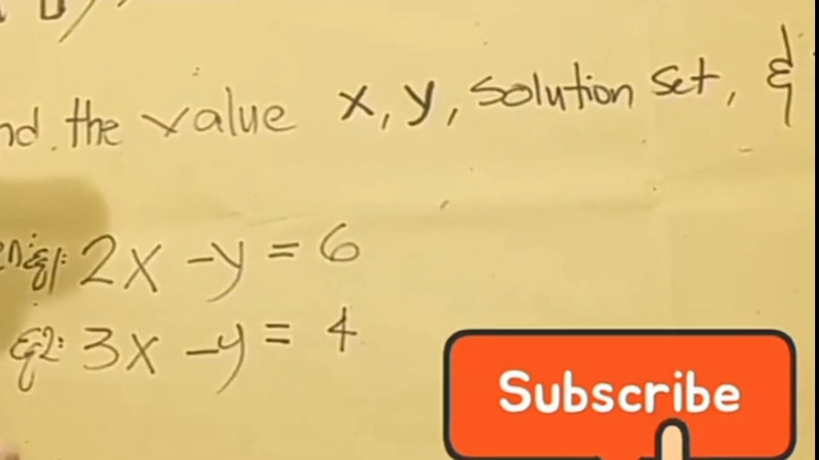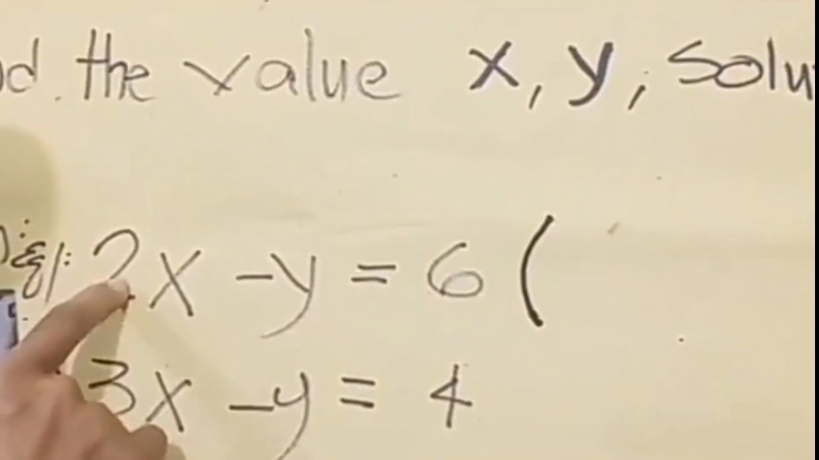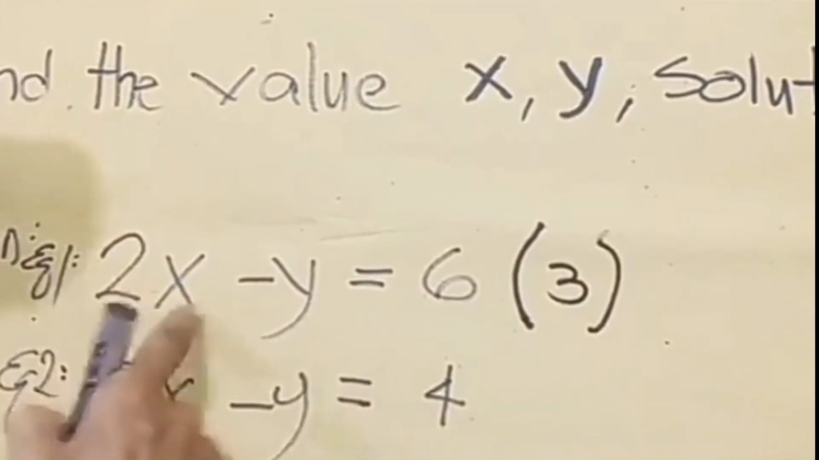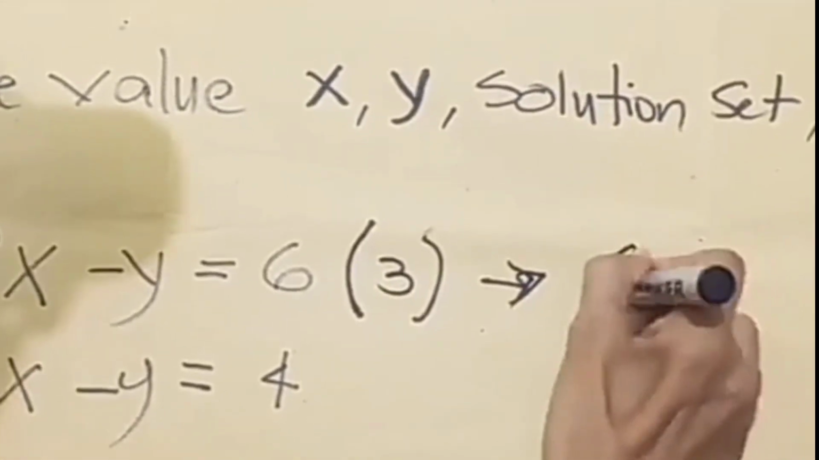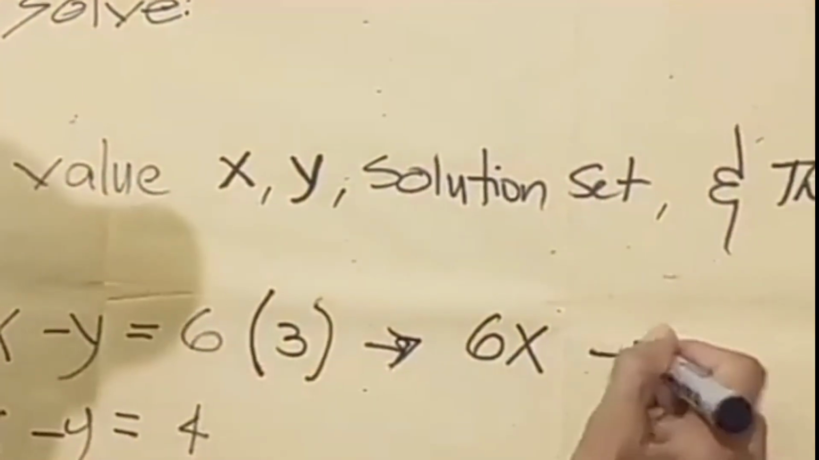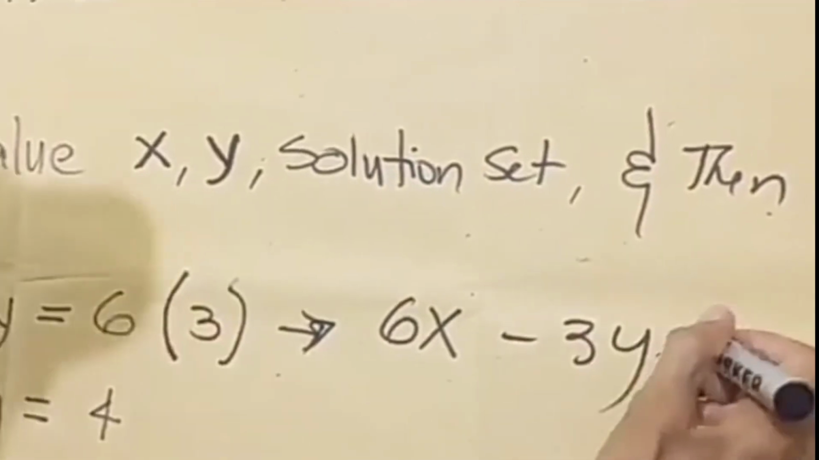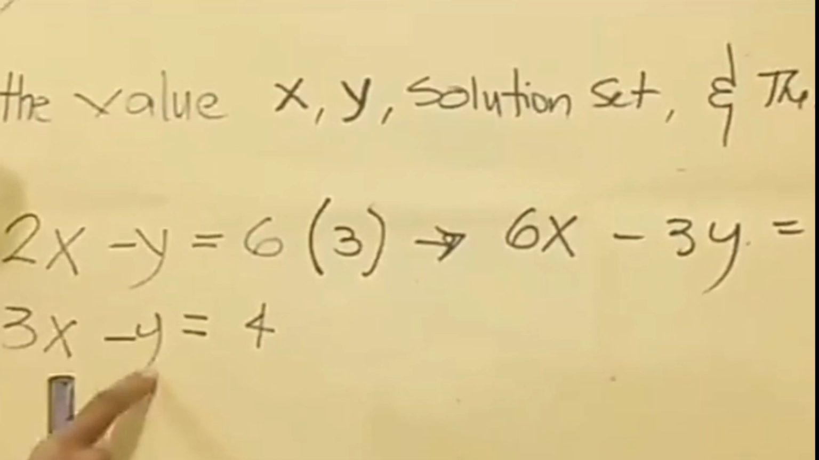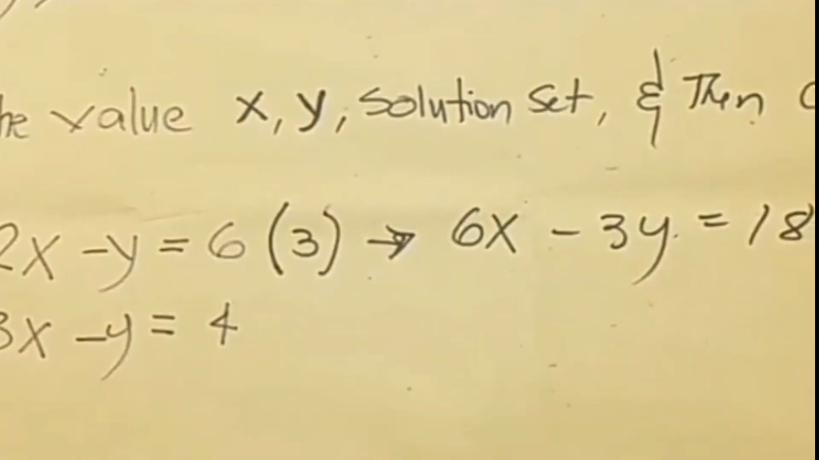For example, my first analysis is to multiply this by 3, so that the new equation is 6x. Then negative y times 3 is negative 3y. Then negative 3 times 6 equals 18. Then if we copy this, 3x minus y equals 4, there is still no variable to be eliminated.